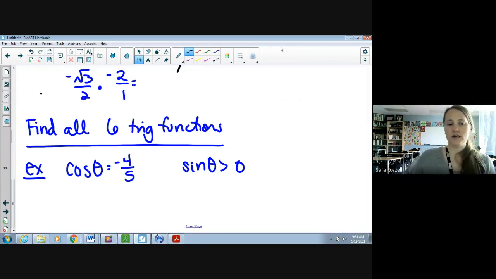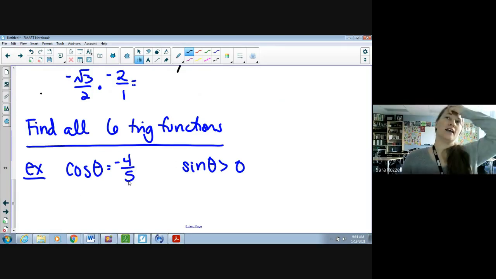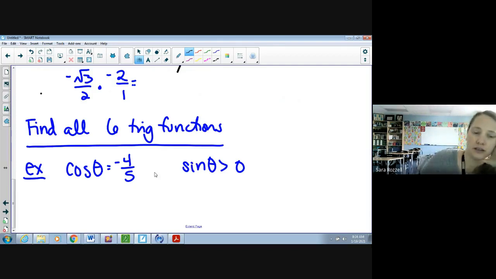So the first thing on these problems is you figure out what quadrant you're in, then you draw your triangle to find all of your trig ratios. Okay. You always have to draw the triangle? Well, you got to find your third side. So you need to know if it was opposite, adjacent, hypotenuse, so you'll be able to label it for these.